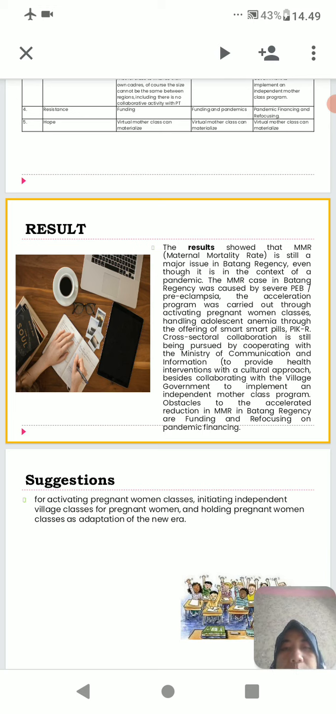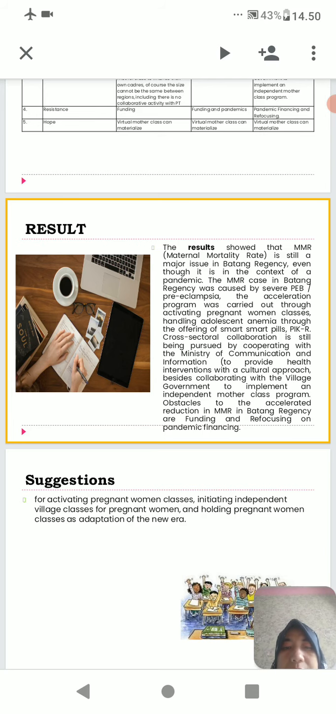The acceleration program was carried out through activating pregnant women classes, handling adolescent anemia through the offering of smart pills, and the Peak Air program. Cross-sectoral collaboration is still being pursued by cooperating with the Ministry of Communication and Information to provide health intervention with a cultural approach, besides collaborating with the village government to implement an independent mother class program.